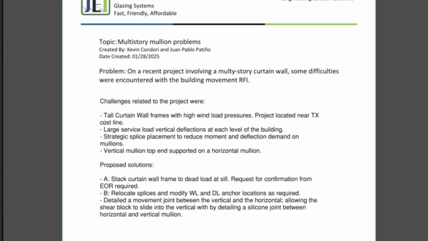And for the other vertical mullions, top end supported at the horizontal mullion, we had a detailed movement joint between the vertical and the horizontal, allowing the shear block to slide into the vertical and detailing a silicone joint between the horizontal and the vertical mullion.